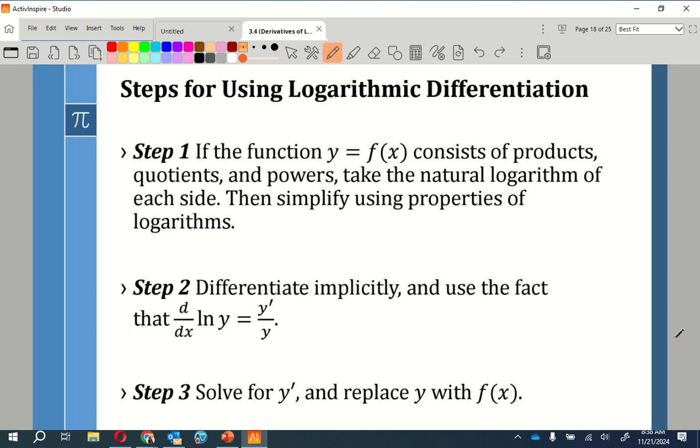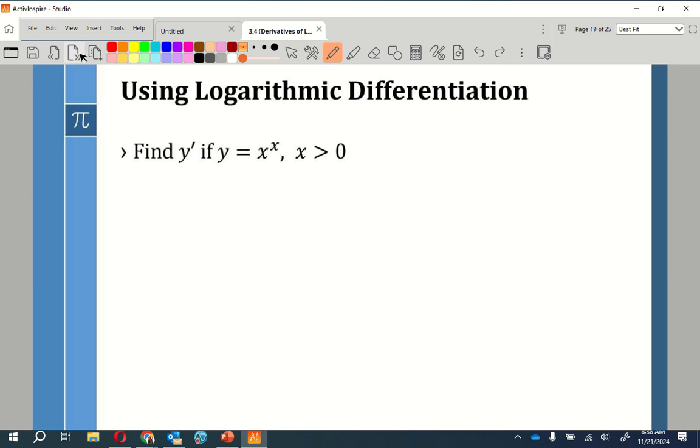All right, so we're going to go through and do a little bit more complicated math. Right here, using logarithmic differentiation, go through here, simplify properties using logarithms. Step 2, differentiate implicitly. Use the fact that dy/dx of ln y is equal to y prime divided by y. Solve for y prime and replace with f of x. Now, isn't that what we just did on that last problem? Say yes. Yeah, we just did that on that last problem.